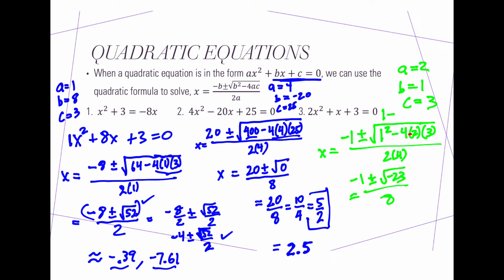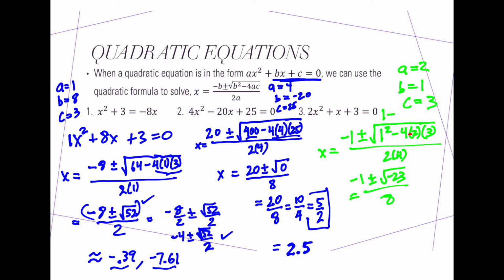Now this is a problem for us. We cannot have a negative under a square root. That produces something called an imaginary number. And so we would get a complex number answer here. And in this case, that means there's no real solutions.